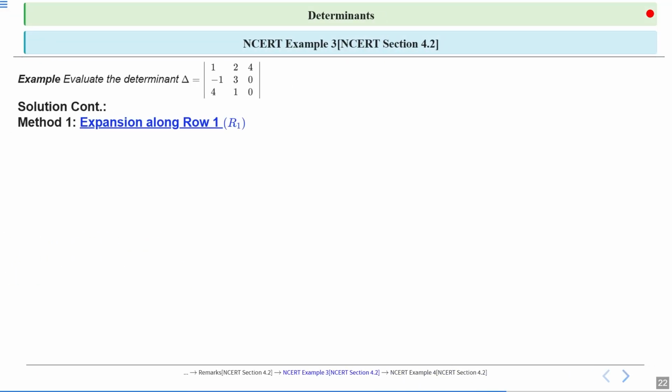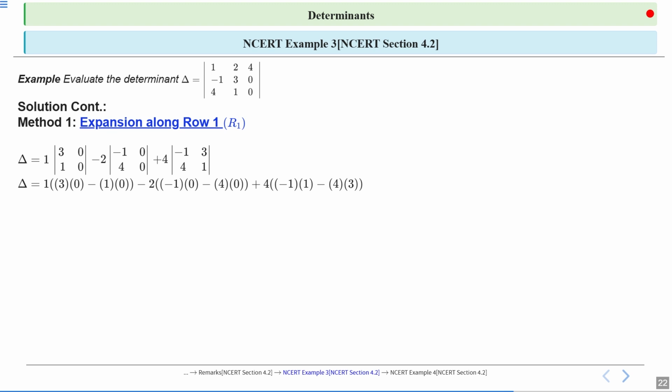So when we expand along row R1, we get 1 times the determinant of matrix [3 0; 1 0]. Similarly minus 2 times the determinant of [-1 0; 4 0], plus 4 times the determinant of [-1 3; 4 1]. Now find the determinant of all these 2 cross 2 matrices. So we just multiply the diagonal elements minus the off-diagonal elements. So 3 into 0 minus 1 into 0, minus 2 into (-1 into 0 minus 4 into 0), plus 4 into (-1 into 1 minus 3 into 4).